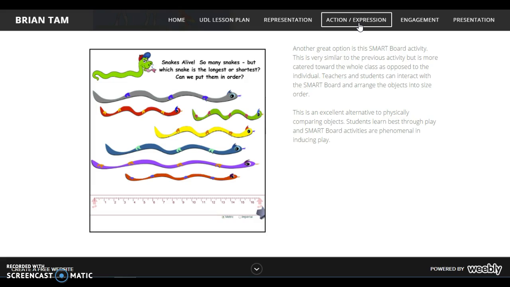Another great option is the smart board activity. This is very similar to the previous activity, but is more catered toward the whole class as opposed to the individual. Teachers and students can interact with the smartboard and arrange the objects into size order. This is an excellent alternative to physically comparing objects. Students learn best through play, and smartboard activities are phenomenal in inducing play.